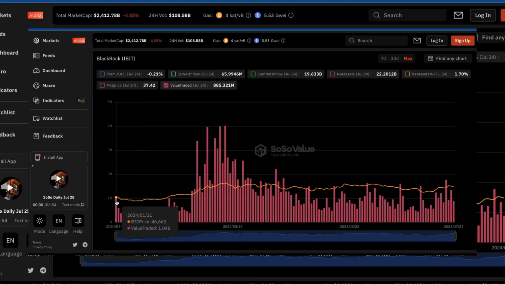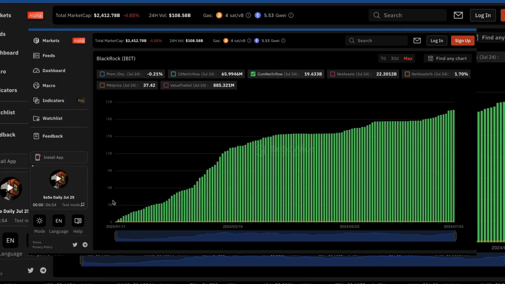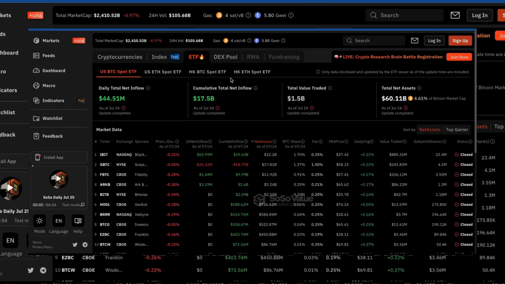So we can see that on the first day Bitcoin was about $1 billion of value traded, and the cumulative net inflow is growing over a period of time, and now it has reached almost $20 billion. But what I want to see right now is the Ethereum ETF that has just been announced yesterday.